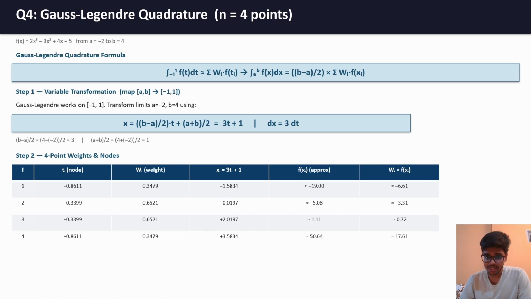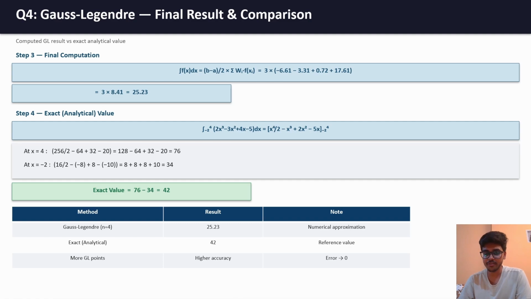So we now evaluate f of x equals 2x cubed minus 3x squared plus 4x minus 5 at each x_i. By putting the value of each x_i, we get the corresponding values for f of x_i. Now by substituting every value we have obtained, we got 25.23. Now let us verify by computing the exact analytical integral.